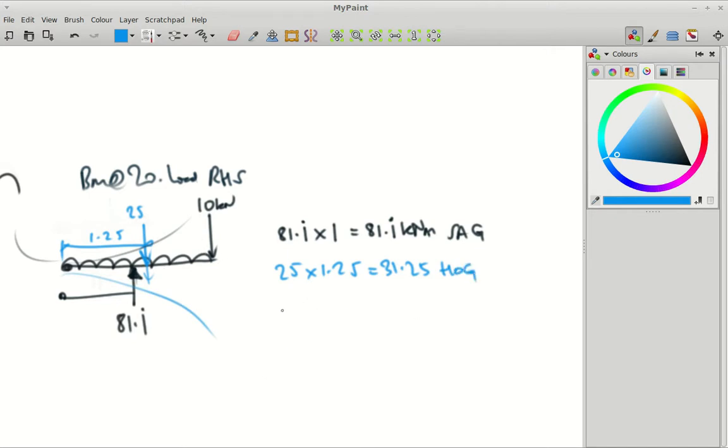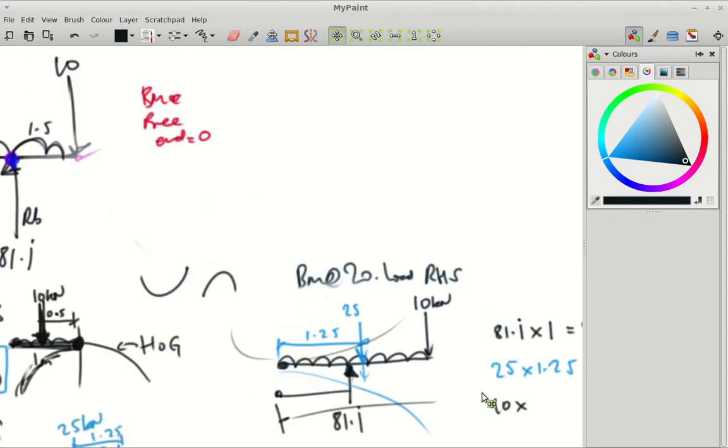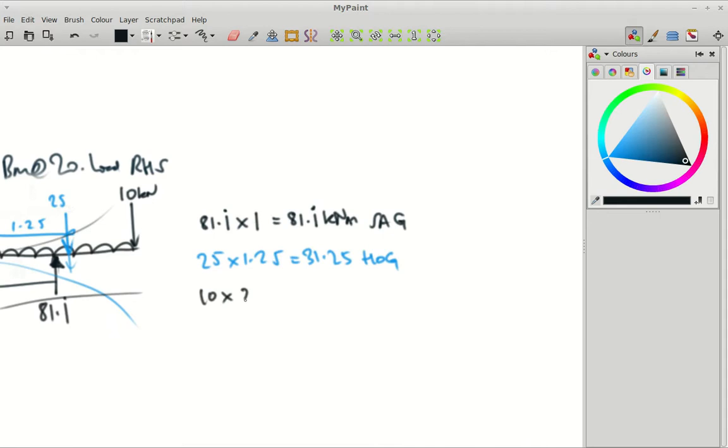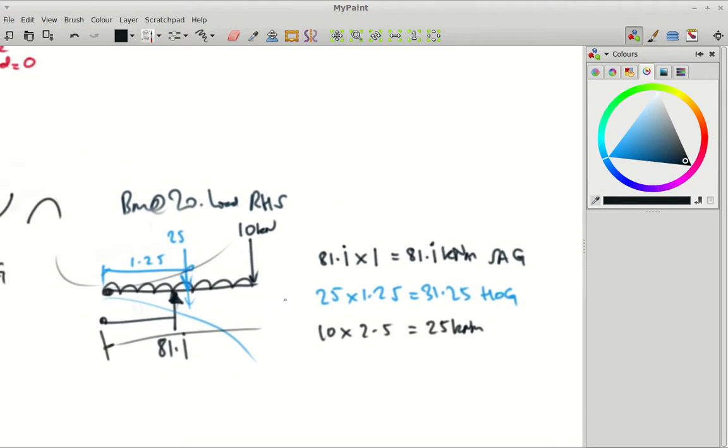And then we've got the 10 kilonewtons times by its distance to the pivot, which is going to be 1 meter there and 1.5 there, which will be 2.5, which gives a total of 25 kilonewton meters. And ignore the other forces for a minute. If that were allowed to push down, that would be hogging.